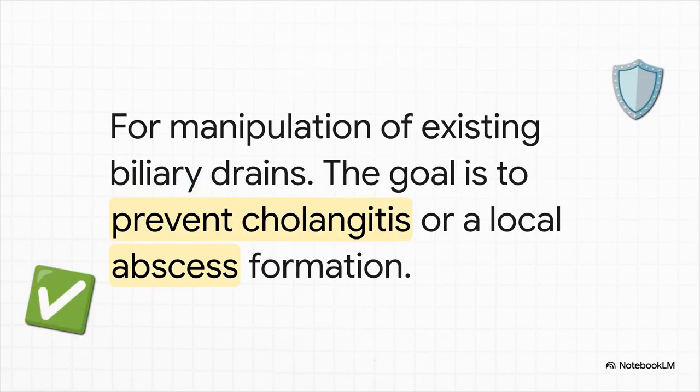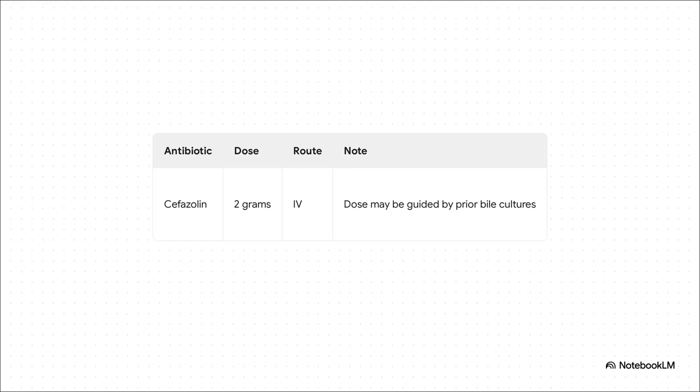Okay, our final standard case involves patients who already have a biliary drain in place, and we're going in to manipulate it or perform a cholangiogram. Once again, the goal is to head off cholangitis or an abscess. Now, notice the tweak in the protocol here. It's still pre-procedural IV cefazolin, but we've doubled the dose, 2 grams.